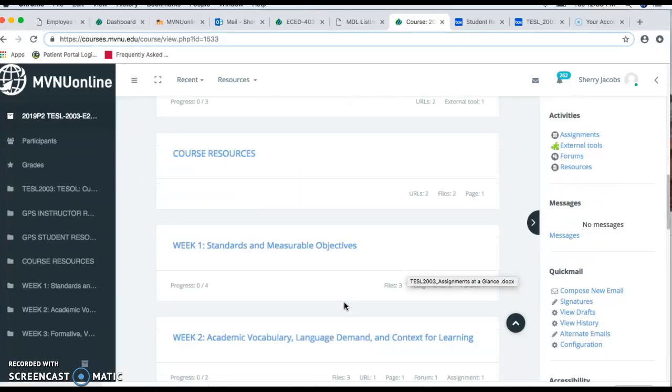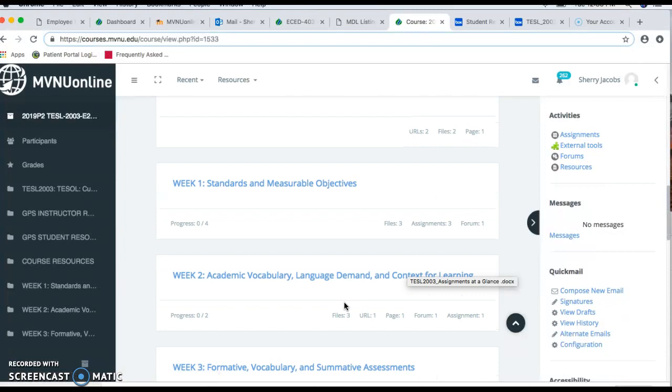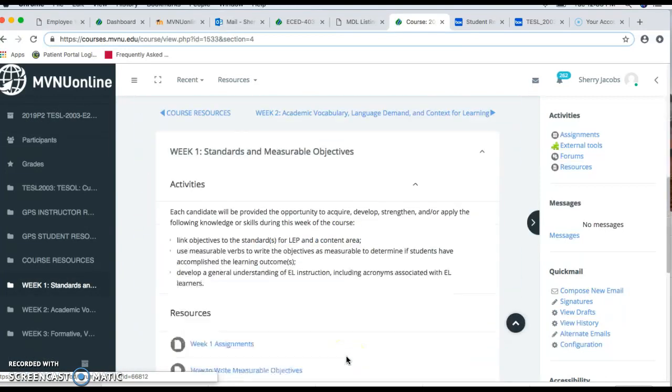Some of this information is not open to students. These are supports for me, but let's look at the week 1 section, for example.